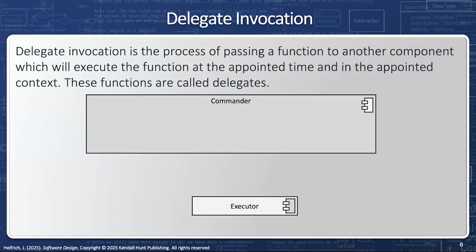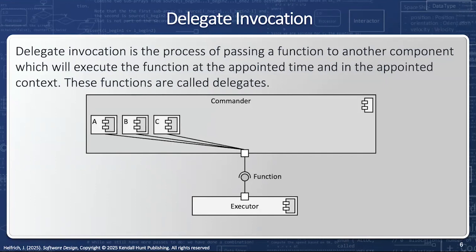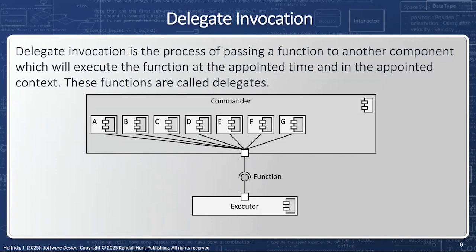So I have the commander and I have the executor. And of course, I'm going to have a connection between them. And that connection is the method of passing the order. And this order will come as a function parameter. And now in the commander, we're going to create the order, which is a function pointer, and then send it off to the executor.